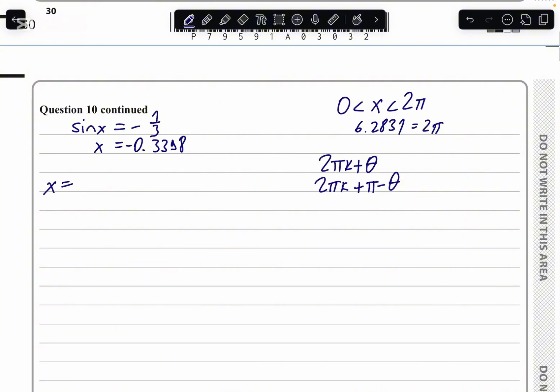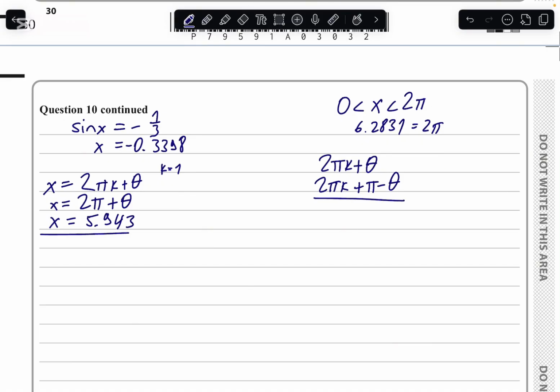So if we set x to be equal to 2 pi k plus theta, we can try when the value of k is equal to 1. So when the value of k is equal to 1, we're left with 2 pi plus theta. Theta is minus 0.3398. So we're left with the value of x to be 5.943. That value falls within this range, so that value is accepted.